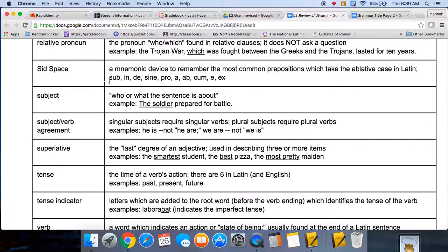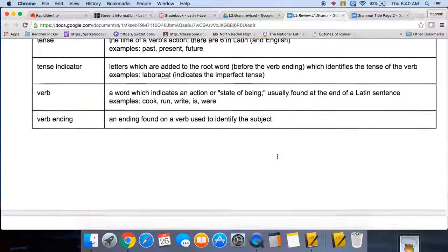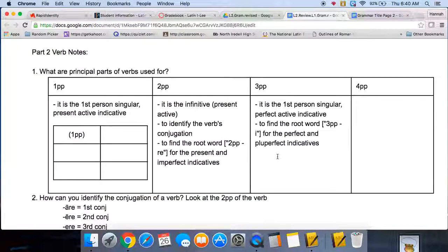SID space is made up of sub, in, de, that's the SID, sine, pro, a or ab, cum, e or ex. That gives you the space part. So if you can remember SID space and what SID space stands for, then you will remember which prepositions take the ablative. That will not change in Latin 2. It will be the exact same prepositions that will take the ablative. If there are any other prepositions, they will not take the ablative, but the accusative instead. So I'm going to let you go through and skim the rest of the words here.